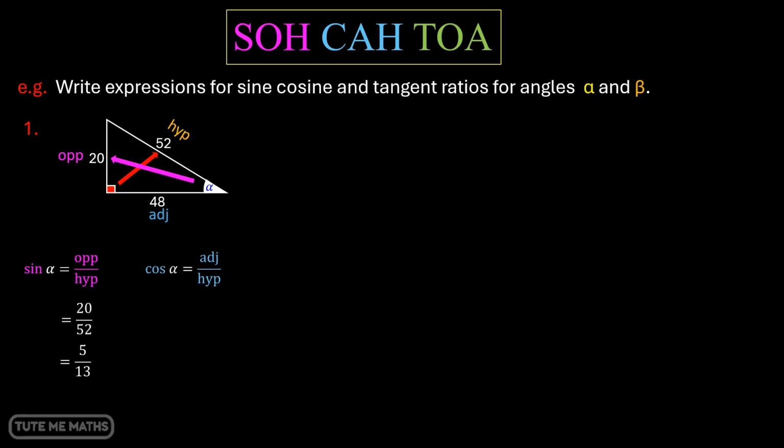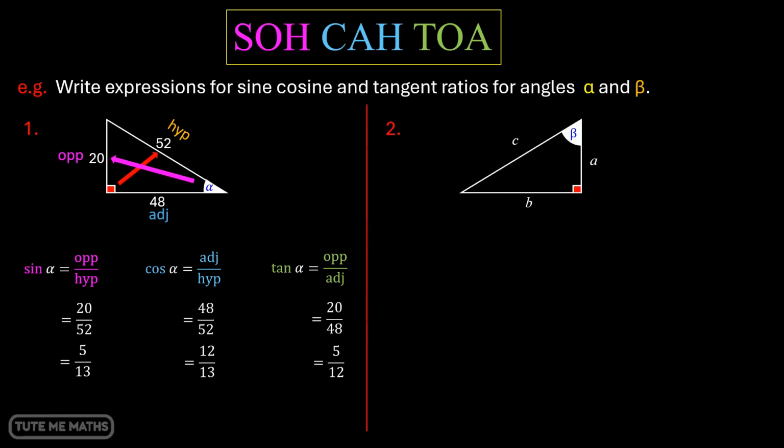Cos alpha is the adjacent over the hypotenuse, so it's 48 over 52, and this simplifies to 12 over 13. Finally, tan alpha is the opposite side over the adjacent, giving us 20 over 48, which simplifies to 5 over 12. We could also give decimal equivalents, but keep in mind that if we round the values at all, they are no longer the exact ratio values.